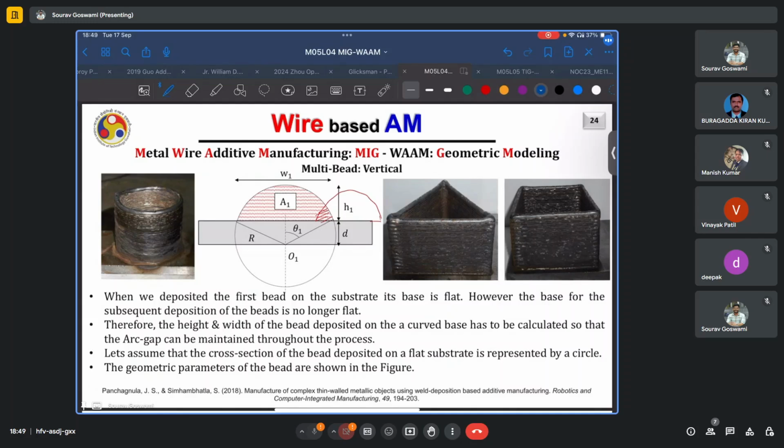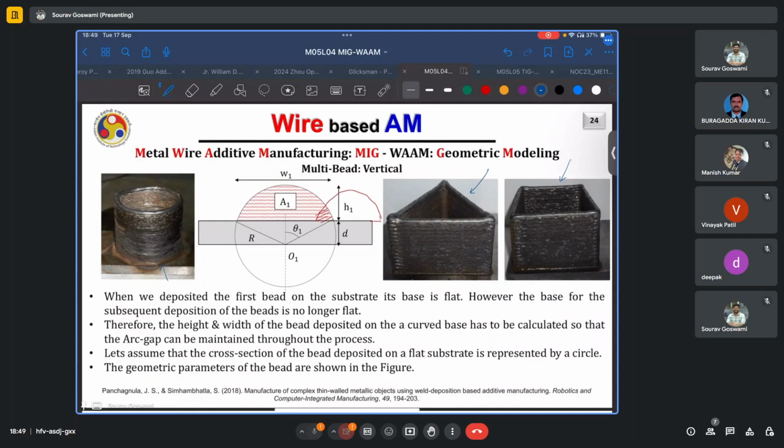However, when we are trying to deposit these thin-walled structures, such as these ones shown here, here you have a right circular cylinder, a hollow cylinder. Here we have a hollow cube with four walls, and this is, say, like a hollow triangular section. These thin walls are often just one or two walls thick. So you just keep on depositing single beads one over the other to form these thin wall structures. And in such a case, the substrate is curved because of the presence of the previous bead.